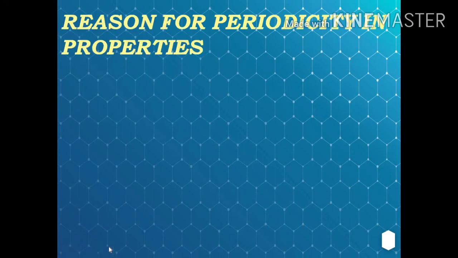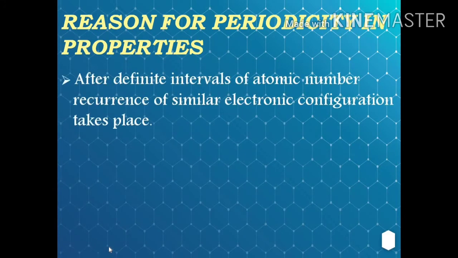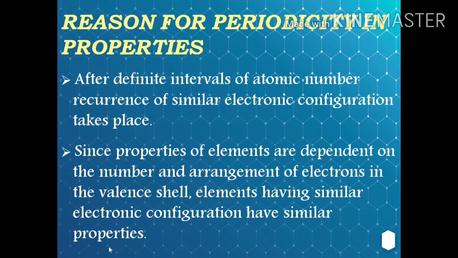What is the reason for periodicity in properties? After definite intervals of atomic number, reoccurrence of similar electronic configuration takes place. That means at regular intervals, we have elements having similar electronic configuration, because of which they exhibit periodicity in properties. Since properties of elements depend on the number and arrangement of electrons in the valence shell, elements having similar electronic configuration have similar properties.